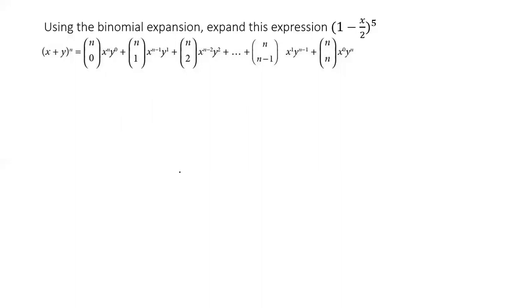Okay, next. This one. Using the binomial expansion, expand this expression: 1 minus, actually, one half x.